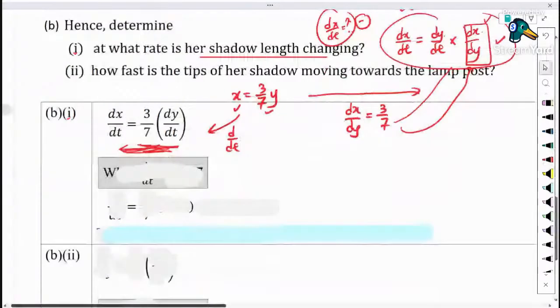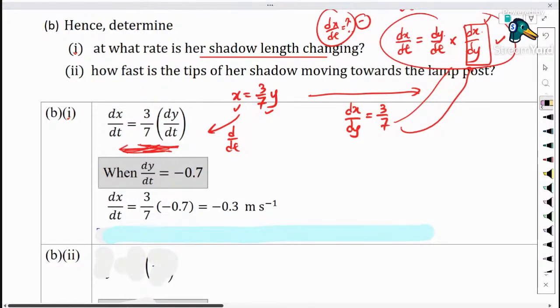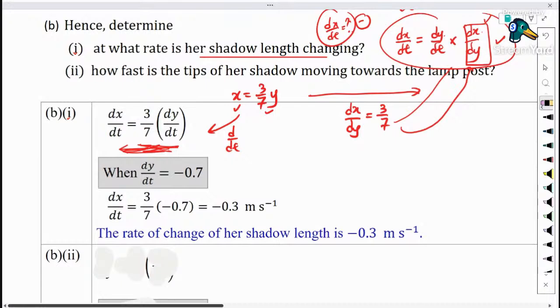Now make use of the information I know about dy dt just now, which is the rate of change of the distance between the girl and the lamppost, negative 0.7. Watch out, it's a negative value. Plug it inside for calculations. I have the answer negative 0.3 meter per second. This negative 0.3 meter per second means that the rate of change of the shadow length is negative 0.3 per second.